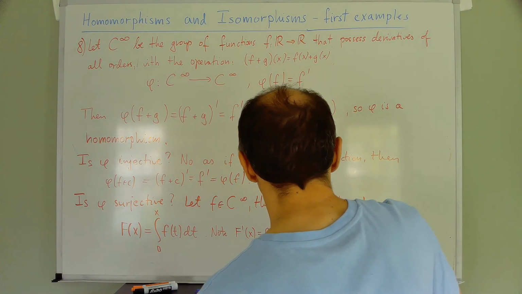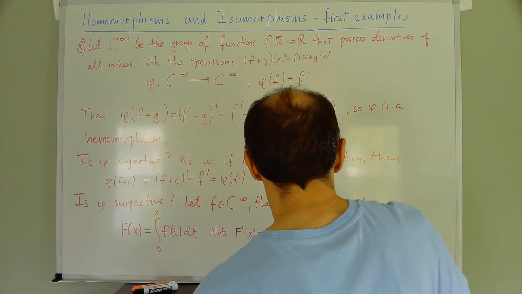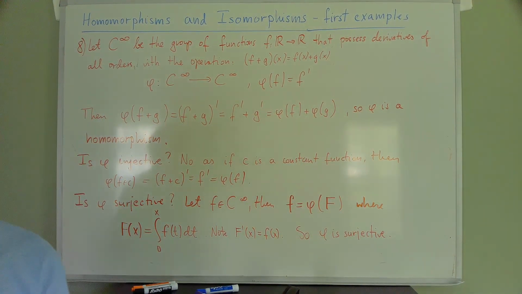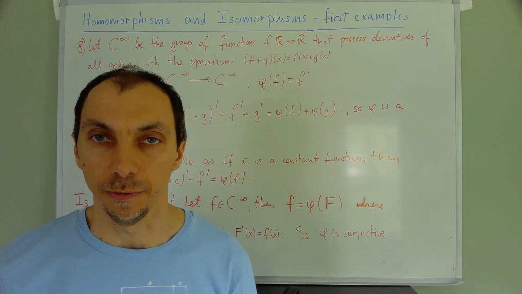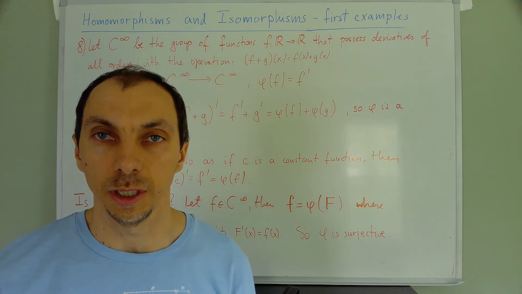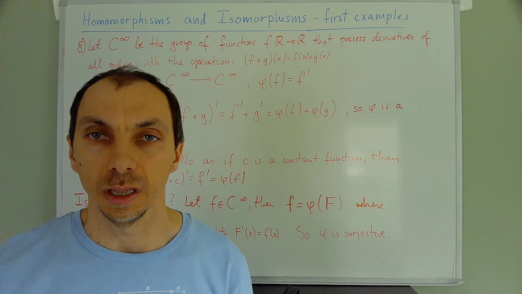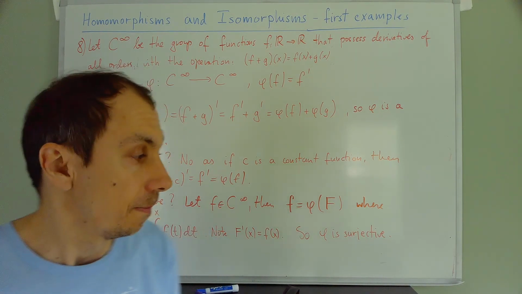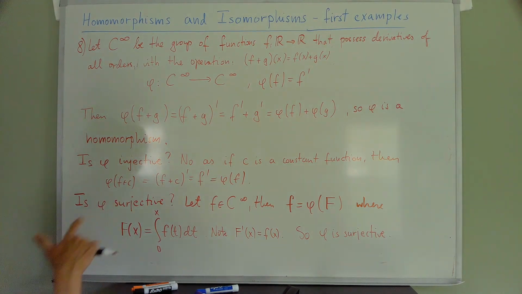So phi is surjective. Something that you know from calculus, the derivative, is actually a group homomorphism from the group of functions from the real line to the real line that possess all the derivatives to itself. But it's not an isomorphism, because it's not injective.